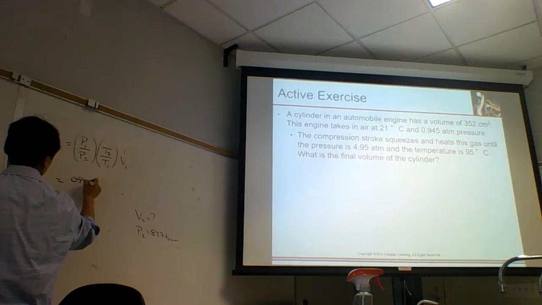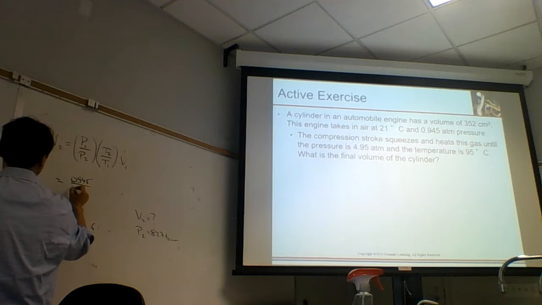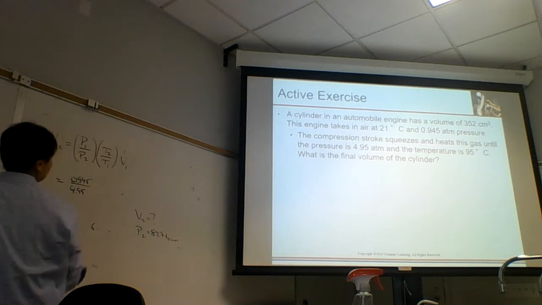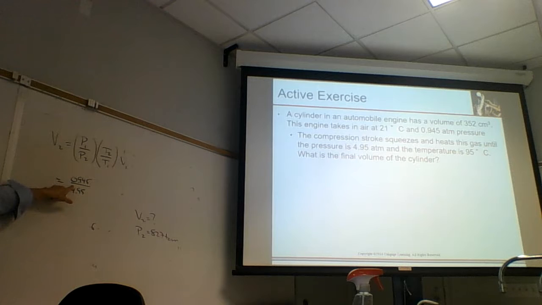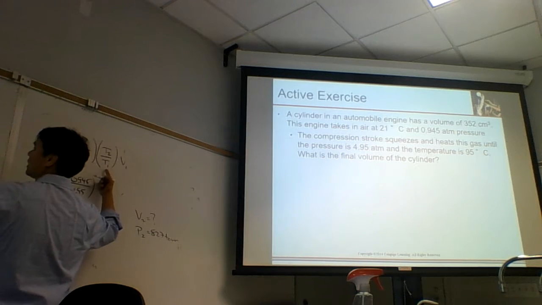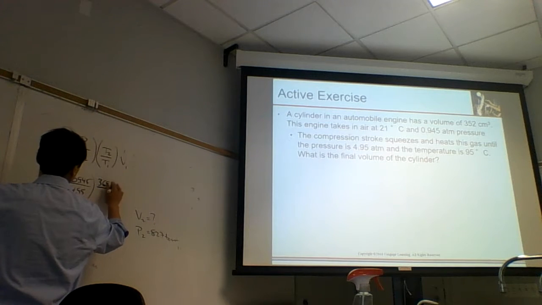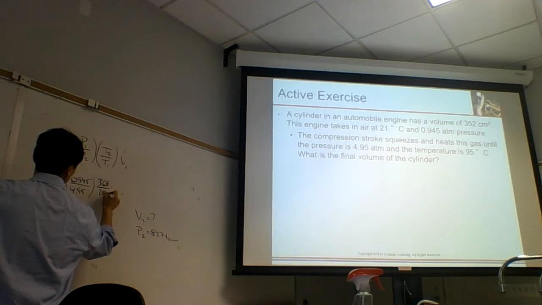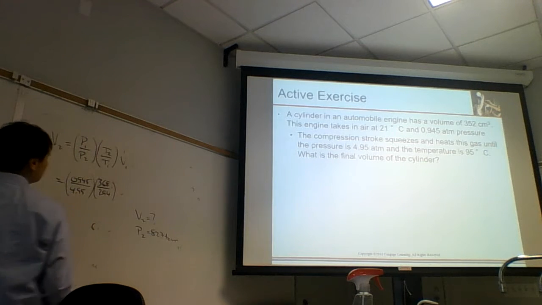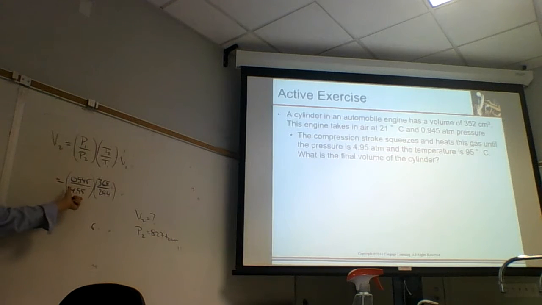So let's see what happens. P1 over P2 looks like it's less than 1, right? And so if we increase the pressure, the volume should decrease. Followed by the temperature fraction. The temperature fraction is T2, 368, the units cancel, over 294. And so the temperature went up, and so the volume should increase. So the first fraction says the volume should decrease. The second fraction says the volume should increase. So which one wins? Well, the bigger fraction wins.